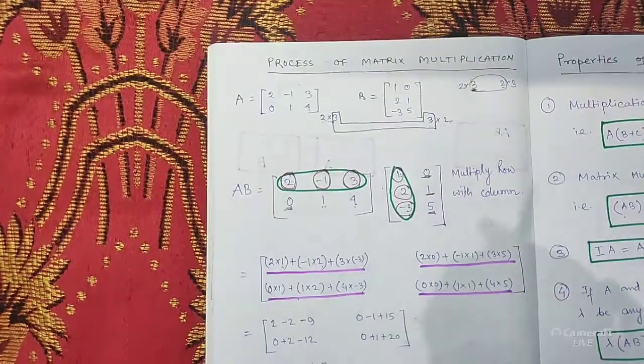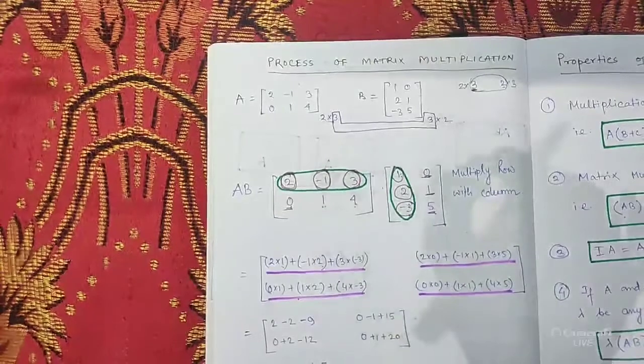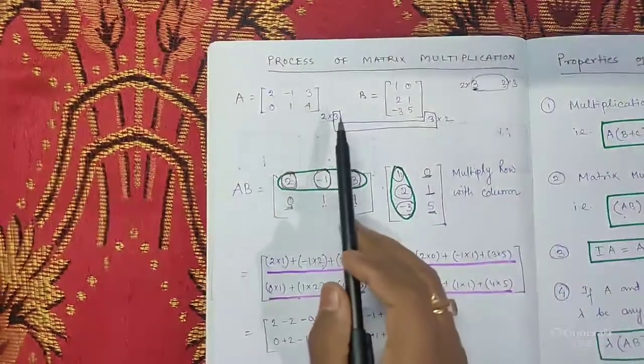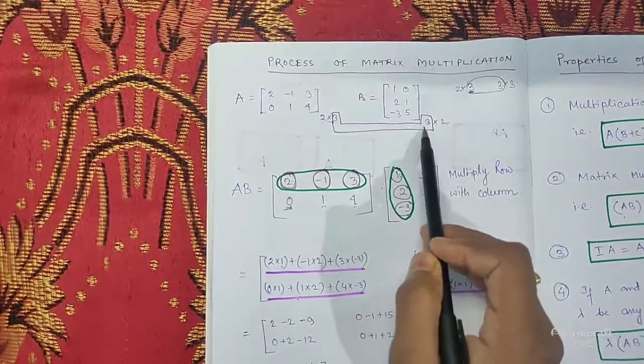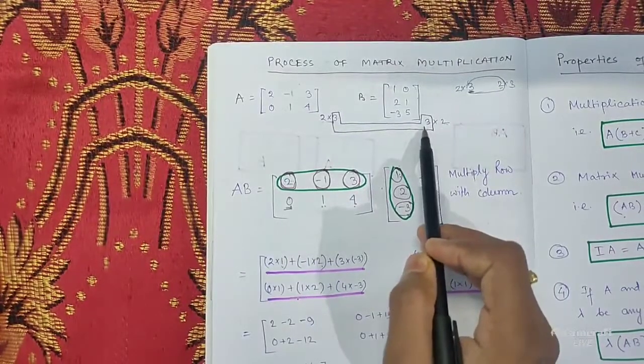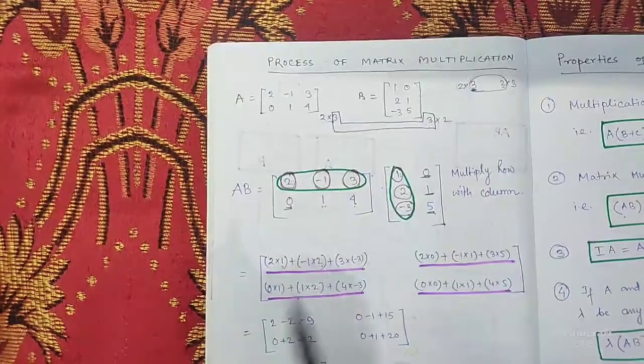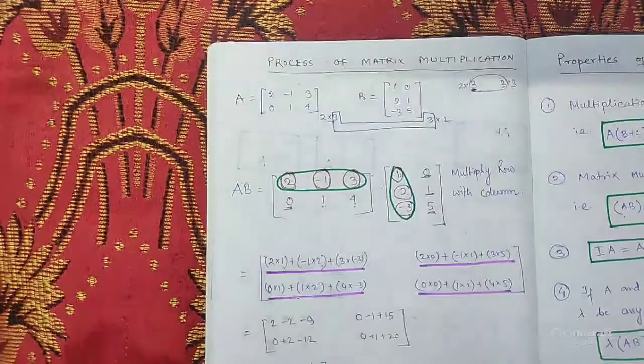So for multiplication, the first priority is that the number of columns of the first matrix should be equal to the number of rows of the second matrix. Then only we can multiply. Understood? Now see the process of how to multiply.